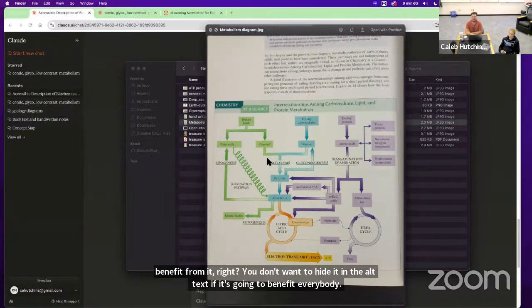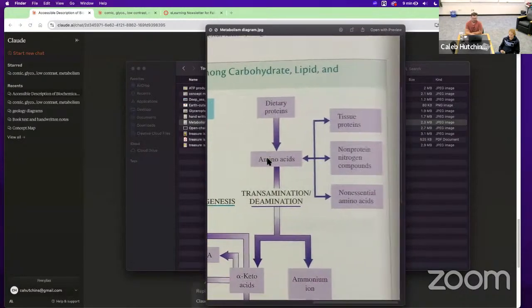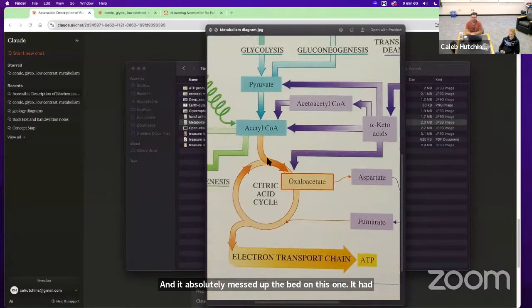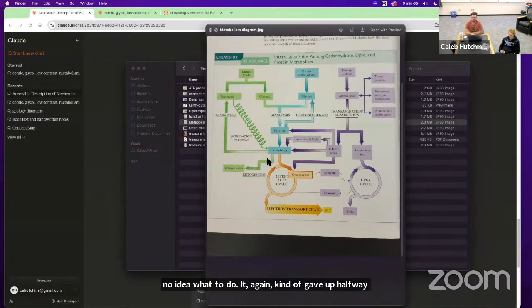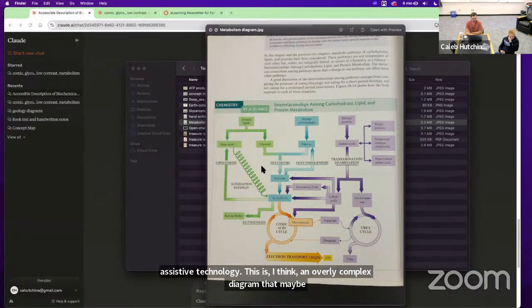Yeah, this was another very complicated one from that organic chemistry, and it absolutely messed up the bed on this one. It had no idea what to do. It again kind of gave up halfway through and only got about half of this content. So this was definitely a challenging one. I think this is not a great diagram in general, just because there's so much to it. This is not accessible to me as a student, I don't think, who doesn't need a screen reader or assistive technology. This is, I think, an overly complex diagram that probably has some alternatives anyway.